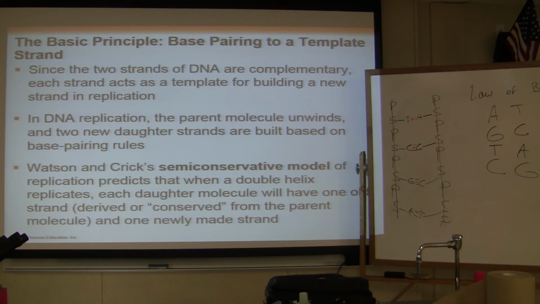So how does one DNA become 2? That's what DNA replication means. One DNA becomes 2. One chromosome becomes 2 chromosomes. You remember one chromosome becomes 2 sister chromatids? Of course, the DNA has to duplicate. This is made up of DNA and protein molecule, and this is made up of DNA and protein molecule. The parent molecules unwind. Of course, the DNA has to unwind. That's the first step. And then the 2 new daughter strands are built based on base pairing rules.